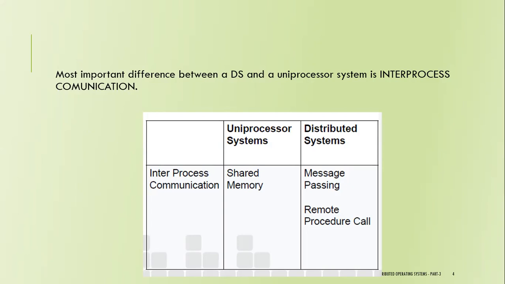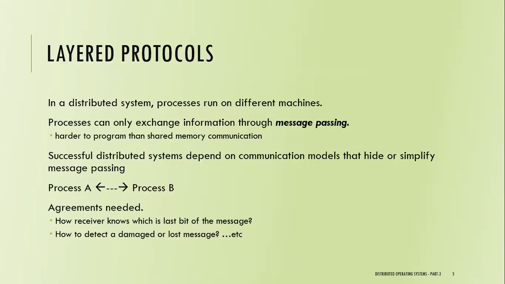In a distributed system, there is no shared memory whatsoever, so the entire nature of interprocess communication has to be studied. The layered protocols. Due to the absence of shared memory, all communication in a distributed system is based on message passing.